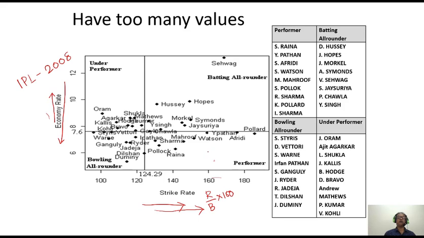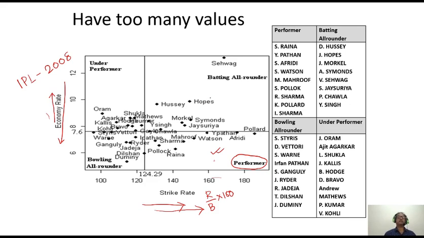That means the all-rounders who appear in this part have a high strike rate. This particular quadrant has a high strike rate but a low economy rate. They are considered good all-rounders. The author has named them performers. Now, this is actually a scatter diagram, and we have given the name of the player who represents each dot.